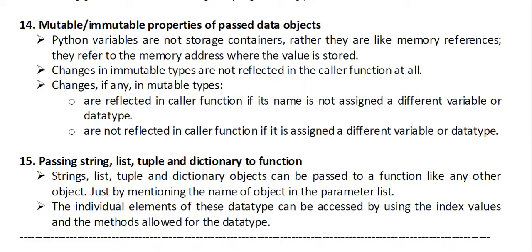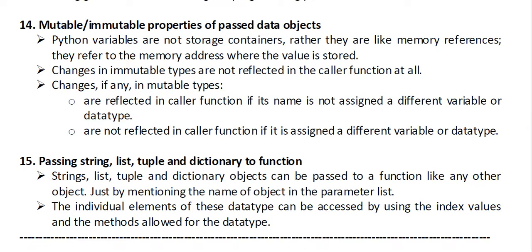Python variables are not storage containers. That is the thing that we have discussed in class 11 again and again. Rather, they are like memory references. They are just like labels. They refer to the memory address where the value is stored. The value is stored at a particular memory location and the name is just an arrow or a label to that location. So changes in immutable types are not reflected in the caller function at all.